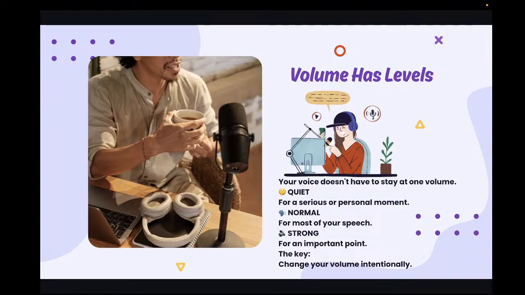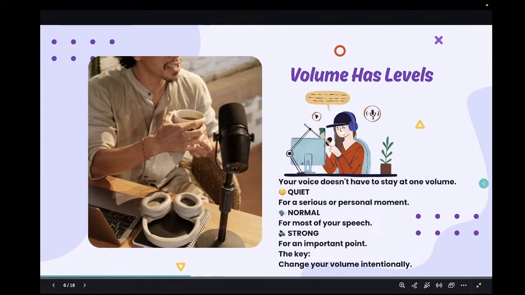If you're quiet, maybe it's like a sad part. But if you're normal, maybe it's just like talking in general to your audience, kind of still a presentation voice, but a little bit on the lower side. You don't want to be super high up there, yet you don't want to be super, super low. But if you want to be really strong, that's for something really important, like maybe something shocking, something that you want your audience to take in, something that really needs emphasis, or some message that you're trying to put out. That would be your strongest point, and everything else would be normal, and then the sad parts would be quiet. So just change your volume intentionally.